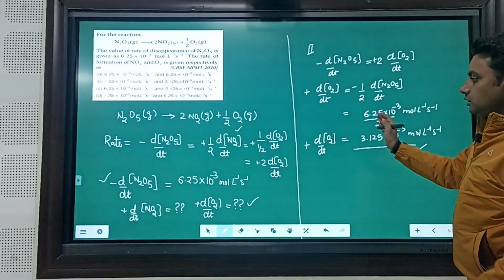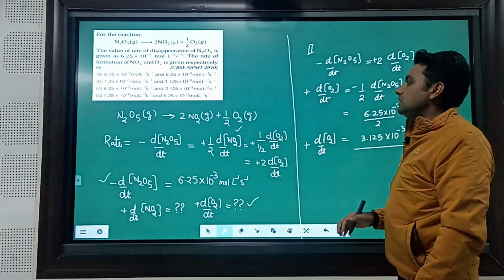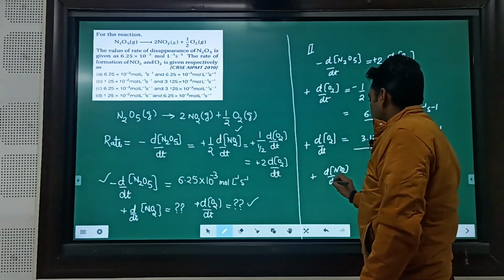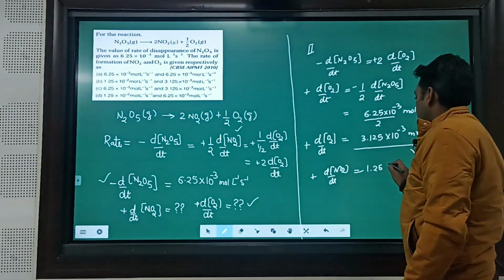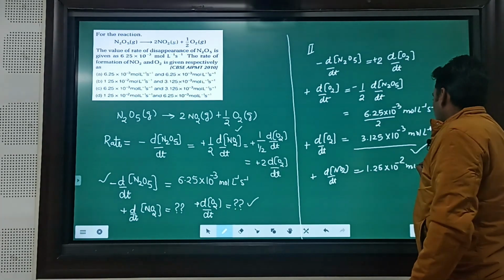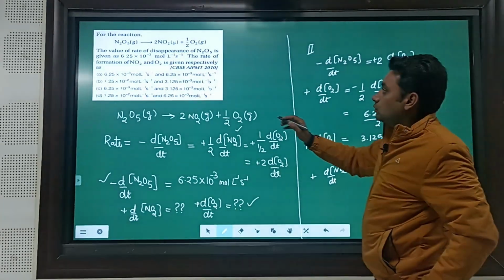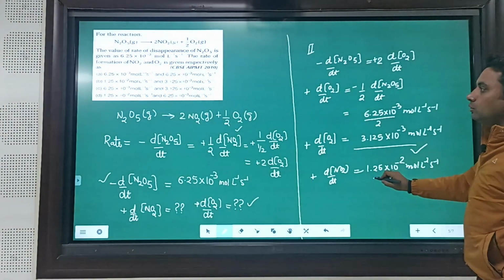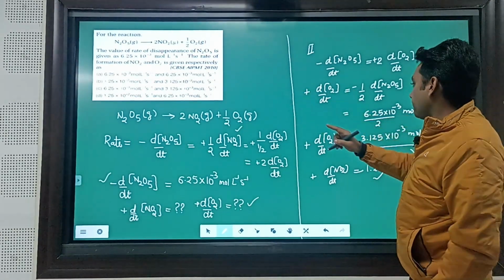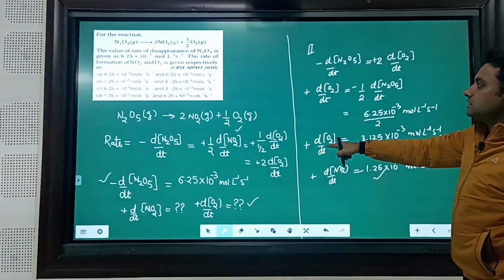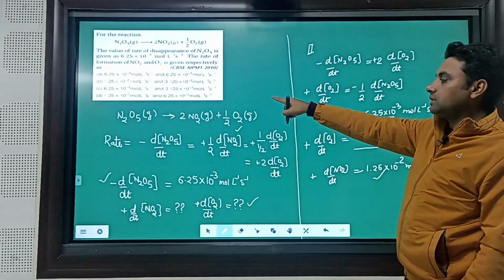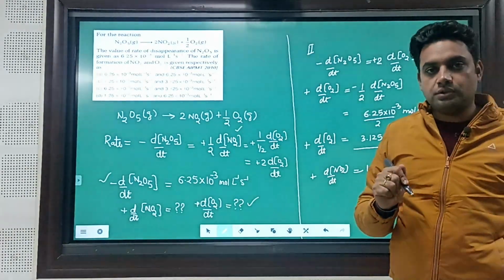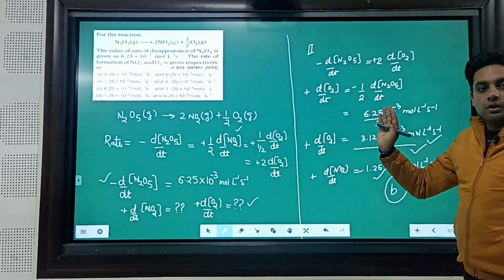So just compare the previous result with the options A, B, C, D. So in the previous result, the value for the dNO2 by dt was 1.25 into 10 raised to power minus 2 mole per liter per second. So what is in the question? Respectively, it means the first value is for the NO2. So first value for NO2 is 1.25 in options B and D, but according to the second, oxygen 3.125, D is just skipped out, only B. So B option is the right answer for this question. So that is the first question from the chemical kinetics.